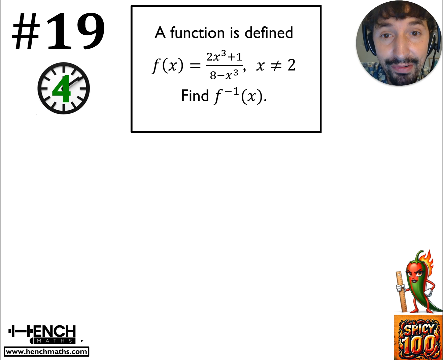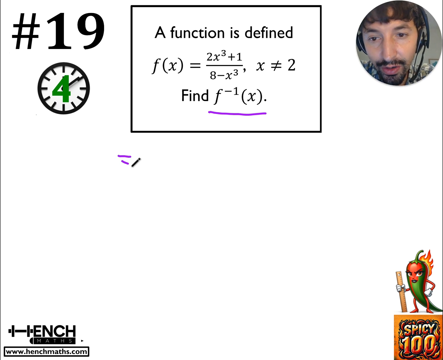So we have a function f of x equal to (2x cubed + 1) divided by (8 subtract x cubed), and we need to find the inverse function. So this here is the notation for the inverse. It's like the reverse function, the opposite function. This technique effectively is just rearranging equations, changing the subject.